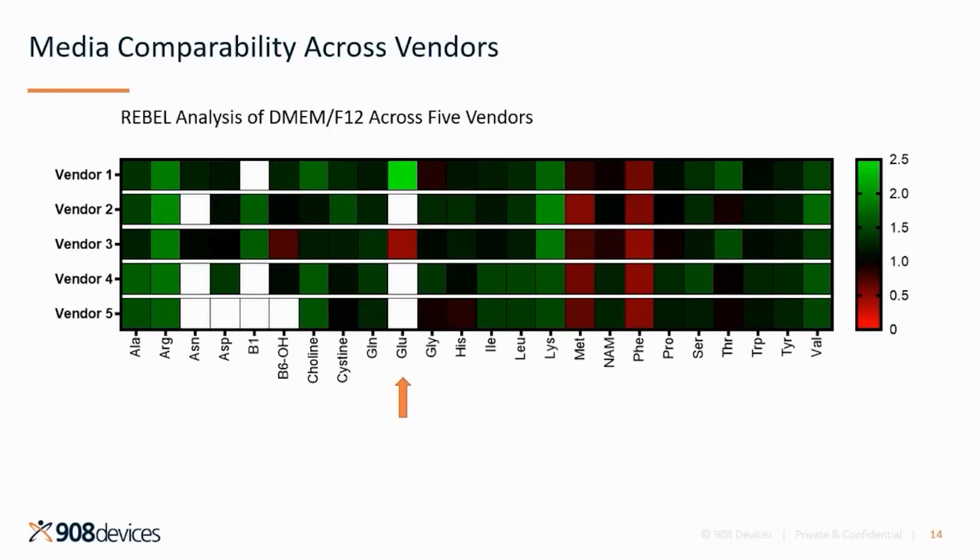As shown here, consistency between vendors should not be assumed. In some cases, specific media components were as high as 2.5 times the expected values. In contrast, other components, like glutamic acid in vendors 2, 3, and 4's media, were not detected at all.